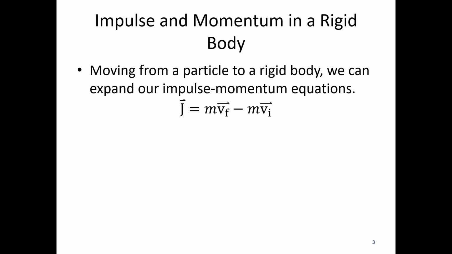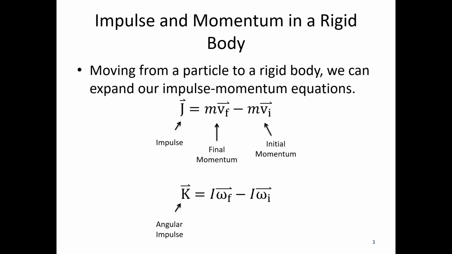Our original impulse momentum equation was J equals mv final minus mv initial. That was the impulse on a body is going to be equal to the final momentum minus the initial momentum. Now we can relate the angular impulse, so K is what I'm going to use for angular impulse, and that's going to be equal to the final angular momentum minus the initial angular momentum. So this can either replace our impulse momentum equation or it can supplement. We can use both of these equations in certain problems.